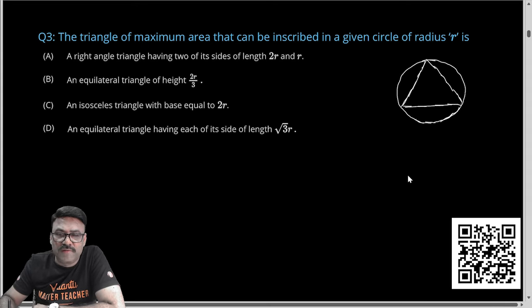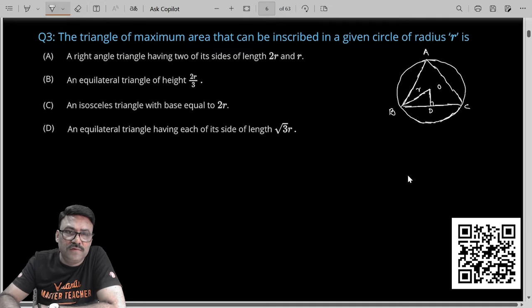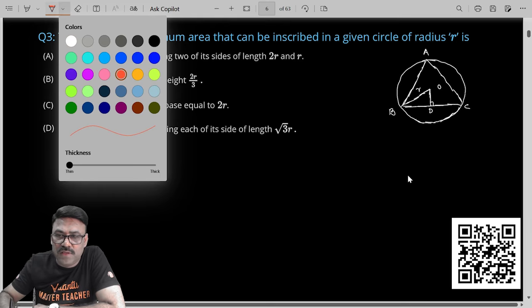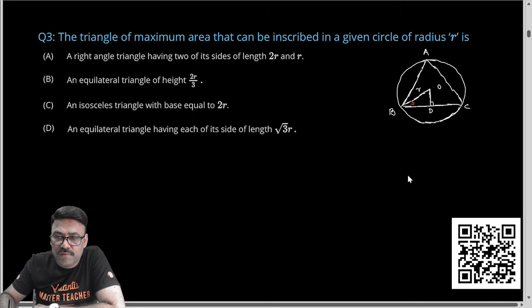Now you have to find the side length of this equilateral triangle. Let's say the triangle is ABC. Radius of the circle is r. Let's say the center is O. This is the radius, which is r. Now if I draw a perpendicular from the center to the chord BC, the chord gets bisected. Of course, this angle here is 30 degrees.